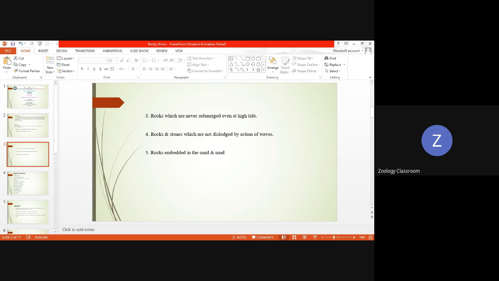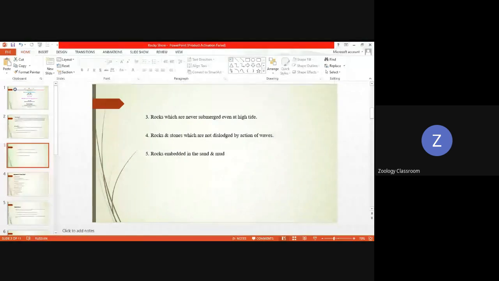And the fifth characteristic is that rocks embedded in sand and mud. Now, some rocks are embedded in sand. They are subjected to erosion due to the movement of sand particles due to marine water. म्हणजे भरती ओहोटीचा प्रादुर्भाव याच्यावर होतच असतो. शिवाय घर्षण, वाळूच्या कणांचं घर्षण रॉक बरोबर हे सतत सातत्यानं होत असल्यानं इरोजन घडून येतं.